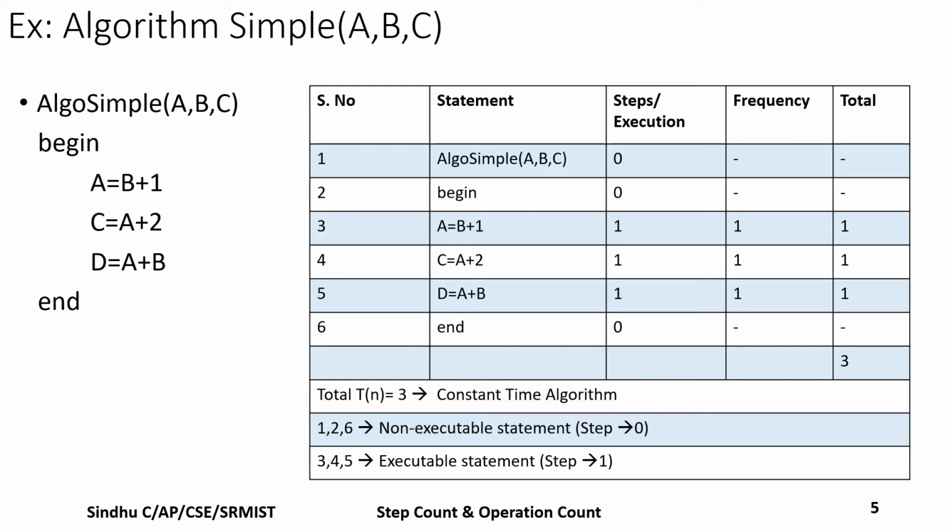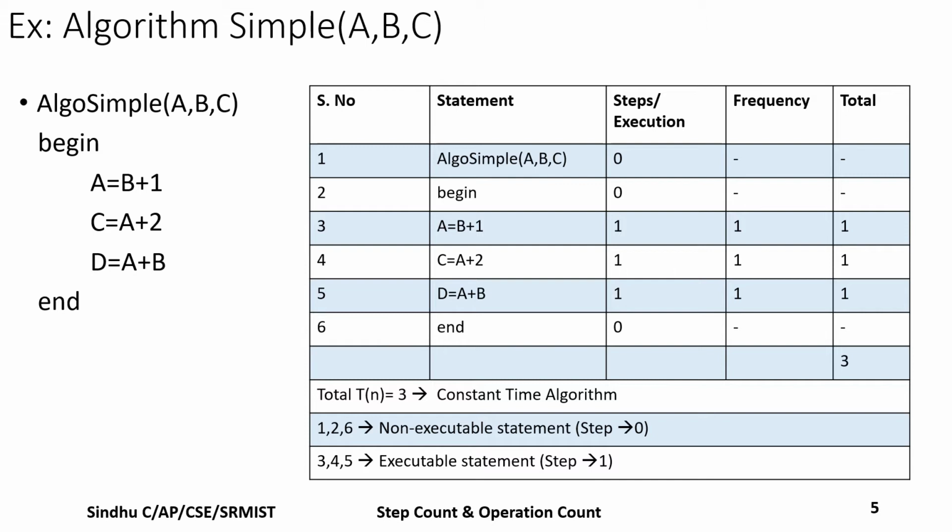Consider the first statement, the algorithm simple a comma b comma c, and it is a non-executable statement. So the step is 0 and the frequency of occurrence is not to be considered. Coming to the second statement, begin, again it is a non-executable statement, so don't worry about that. Coming to the third line, you have a is equal to b plus 1, which is an expression statement. So you have to give a step count of 1, and how many times it is occurring is 1. So frequency is 1, total is equal to 1 into 1 is 1.